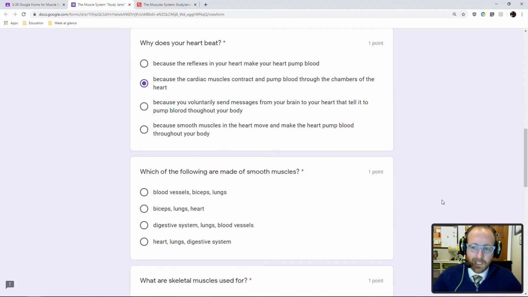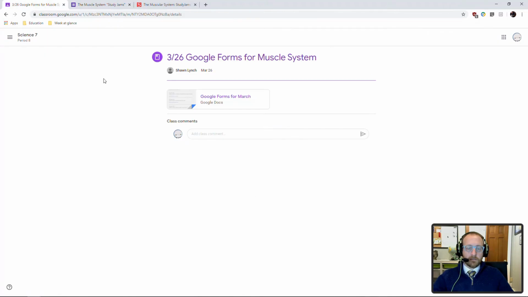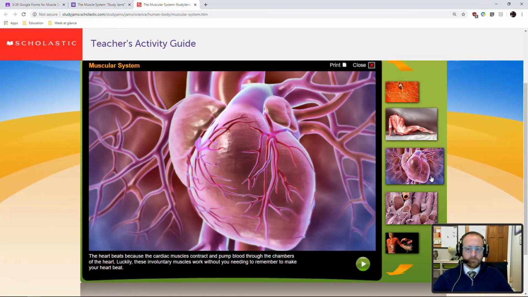What's next? Okay. Which of the following are made up of smooth muscles? Blood vessels, biceps, lungs, heart, digestive system, lungs, blood vessels, hearts, lungs, digestive system. Let me see. Ooh, wrong tab.